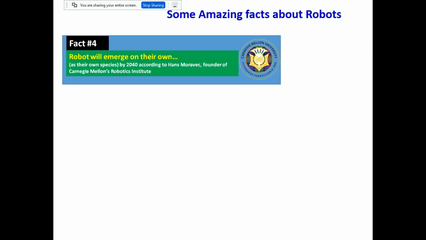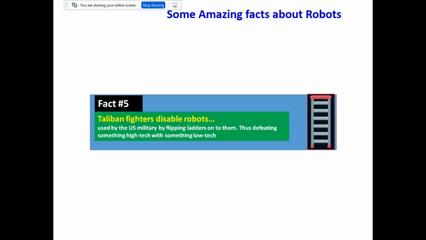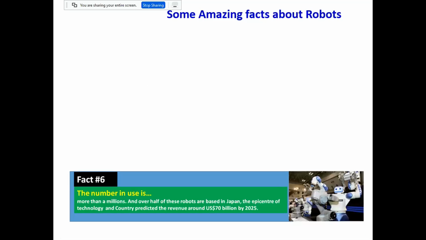Now see, fact number 3: robots will emerge on their own, as their own species by 2040, according to Hans Moravec, founder of the Cornell Million Robotics Institute. They will emerge by themselves. Now we'll see a Taliban fighter disables the robots used by the US military by clipping ladders onto them, thus defeating high-tech technology with low-tech technology.